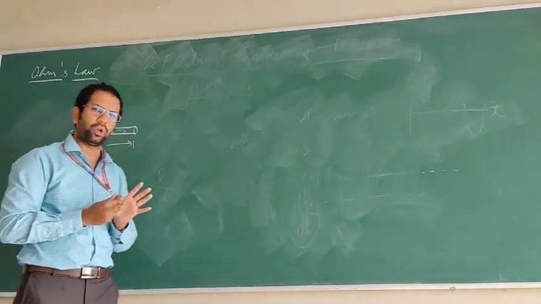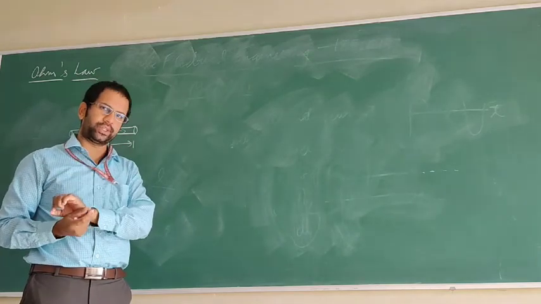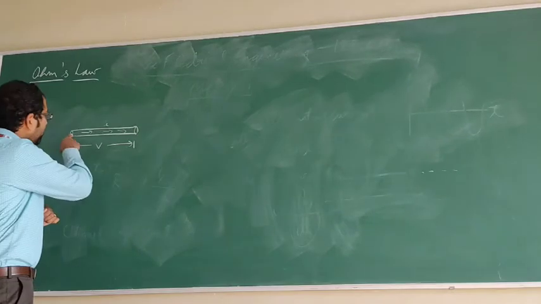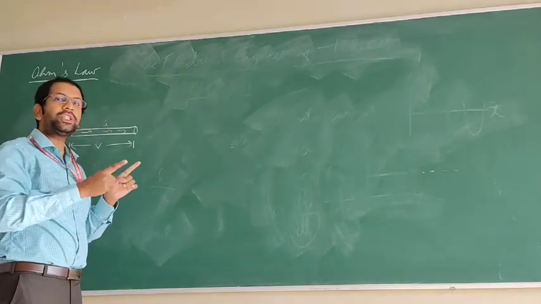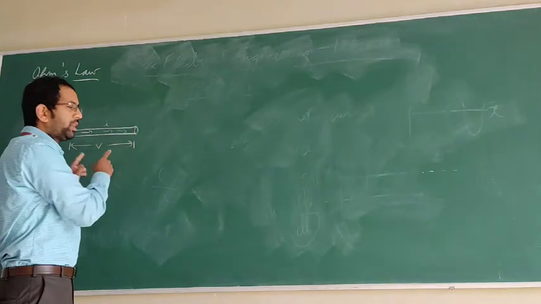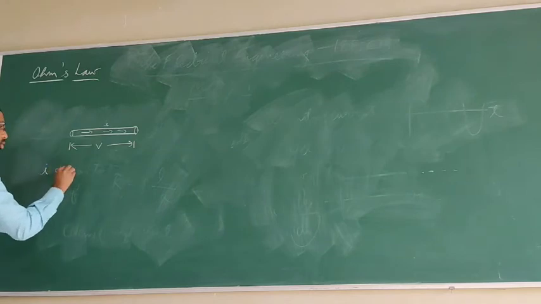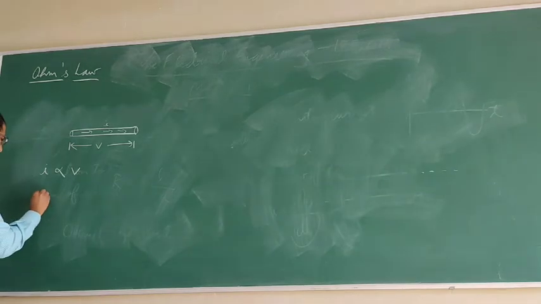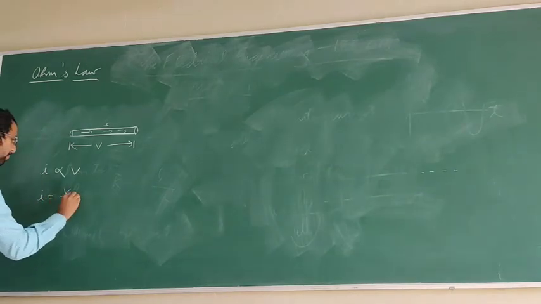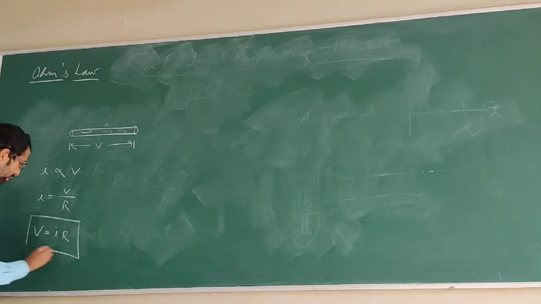Let me repeat Ohm's law. According to Ohm's law, when you keep the temperature constant, the current flowing through the conductor is proportional to the potential at the ends of the conductor. That is, I proportional to V, I proportional to V, or I is equal to V by R, or V is equal to I into R. This is your answer.